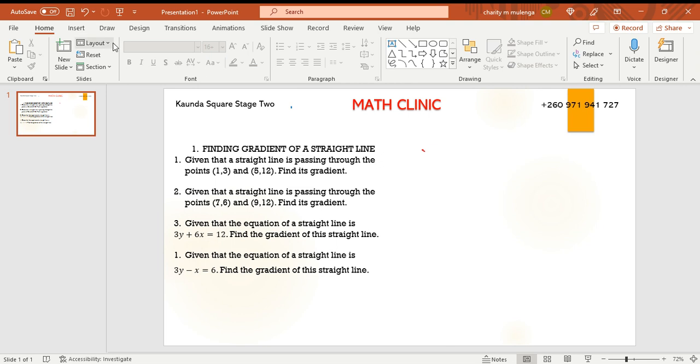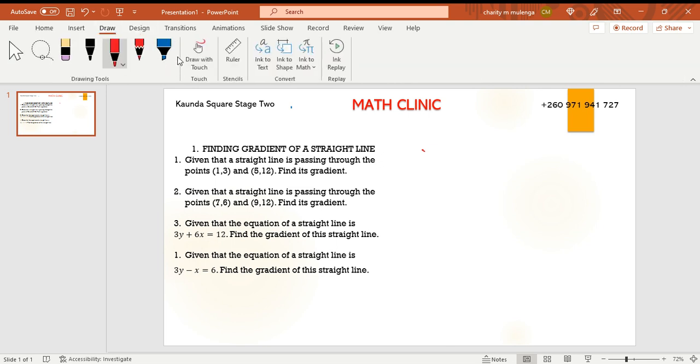Today, we're looking at coordinate geometry, and this is the first video in this series of coordinate geometry. In this first video, we're going to learn how to find the gradient of a straight line in different situations. Now, without wasting much of your time, allow me to go right into the topic of the day.